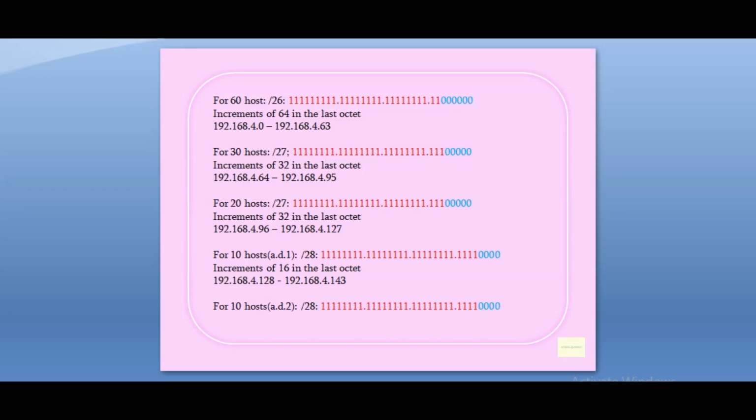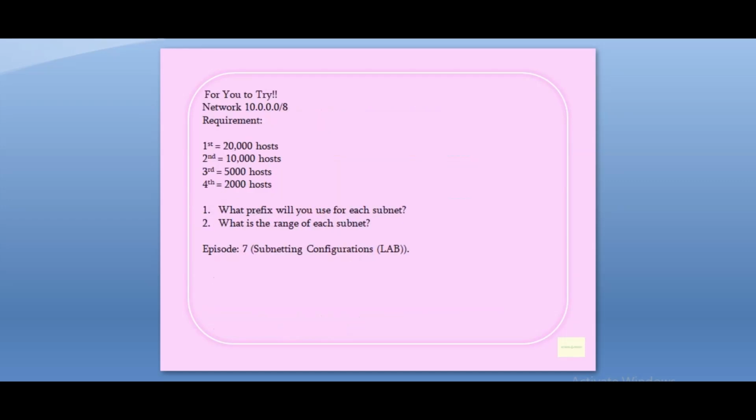Lastly, for administrative department 2, having 10 hosts, we are using /28, which has the last network bit in the last octet, and in the binary place value table, it is on the value of 16. That means with increments of 16 in the last octet, we get a subnet. For this subnet's network address, add 1 to the previous subnet's broadcast address, which gives us 192.168.4.144. And for the broadcast address, add 16 to the last octet, which gives us 192.168.4.159. And the host assignable addresses for this subnet are from 192.168.4.145 to 192.168.4.158.